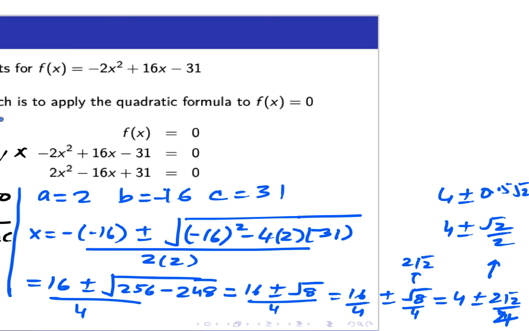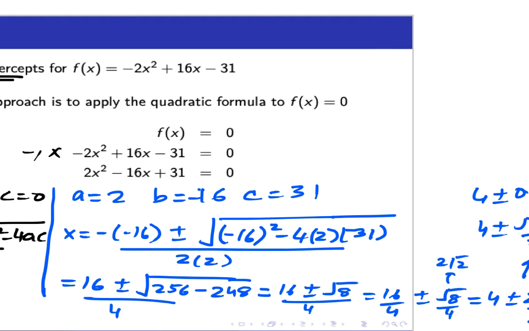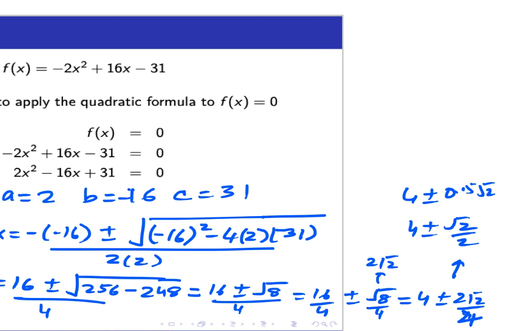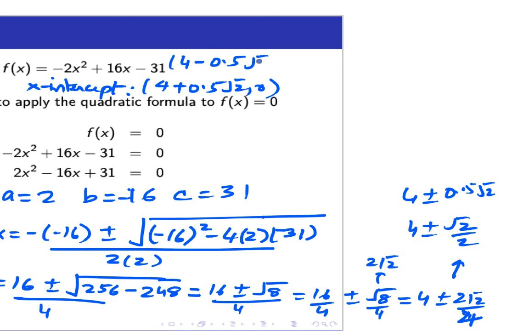Now remember, we are looking at x-intercepts. We have the answer to be 4 plus or minus, so there are two x-intercepts. One is 4 plus 0.5 square root 2, and 0. The other would be 4 minus 0.5 square root 2, and 0. Those are the x-intercepts for the given function we have here.